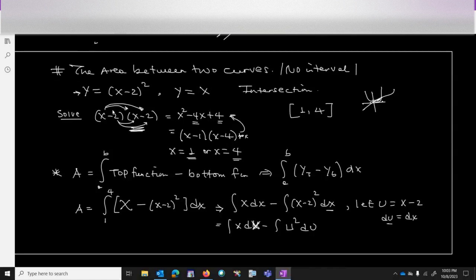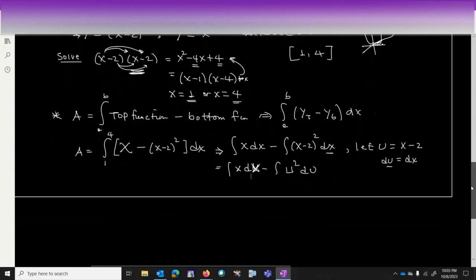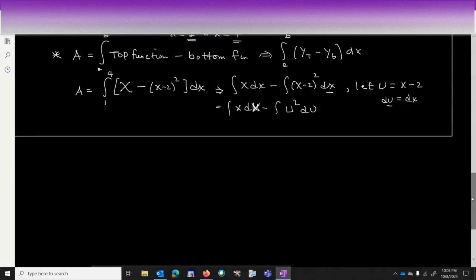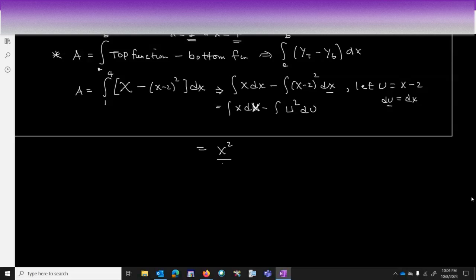But the second one, I can use u substitution. I don't need the first one to change. All right, so let's go. Simply the first one is x squared over 2 from 1 to 4, minus, this is going to be u cubed over 3 plus constant. But my u is x minus 2, so what I can do is this.